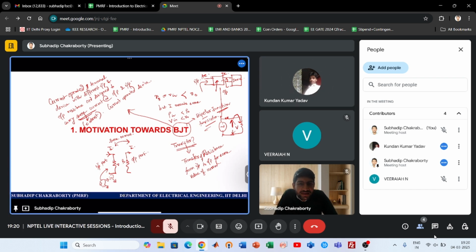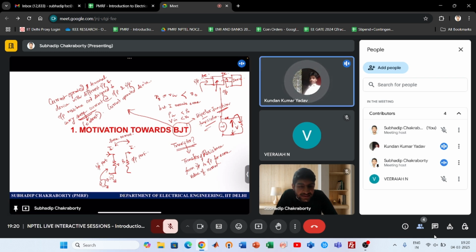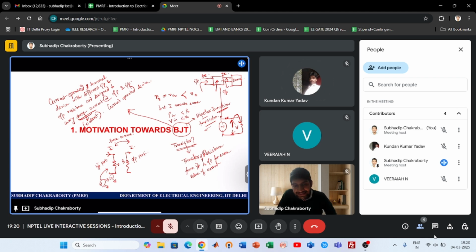Just unmute and speak, okay? For a device which is intended to act as a restraint towards loading effect, so that when I connect the load to its output port, we don't want the current, or sorry, the voltage to change irrespective of the change in load. So what kind of impedance should the source ideally have?